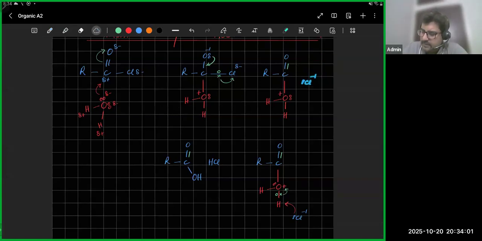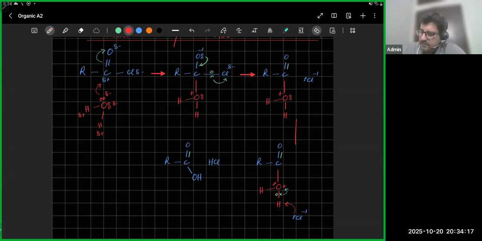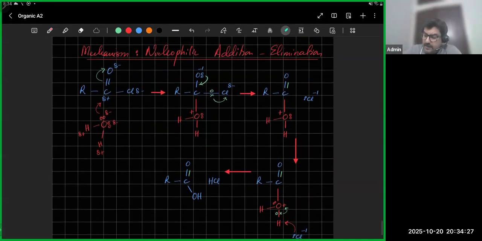Yes, it's probably one of the longest mechanisms that you're going to study. But if you just follow the steps, it's not that difficult.